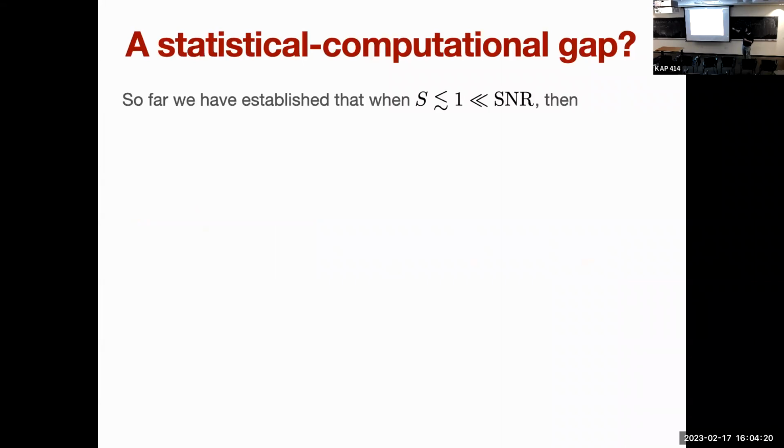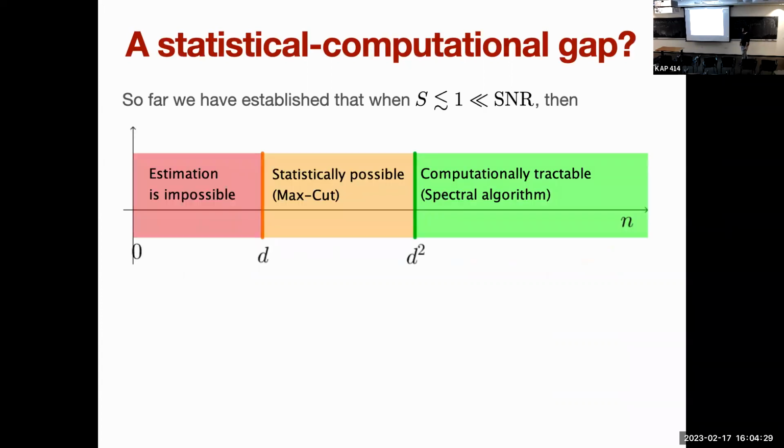So far, we've seen that whenever the SNR is large, maybe this S is small, meaning that you have something that is really, really stretched, then the landscape of what you can do looks like this. Whenever the number of samples is smaller than d, even the supervised case where you're given labels is hard to solve, so estimation here is impossible. But after you have enough samples, then it's statistically possible to solve the problem. Meaning that if you were given the age of the universe to solve this problem, your data would have the information there. You could extract the information, but if you wanted to extract the information fast, in a polynomial amount of time, that would actually require more samples.